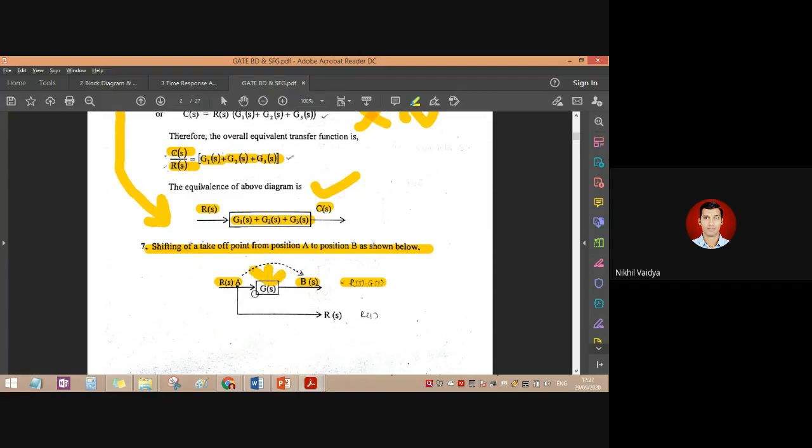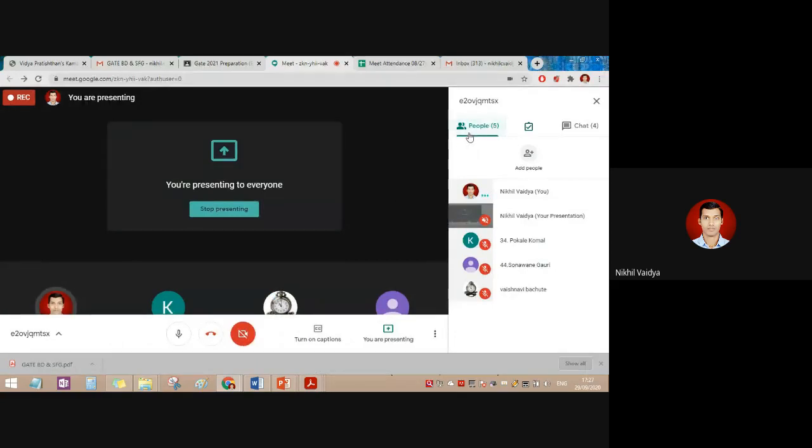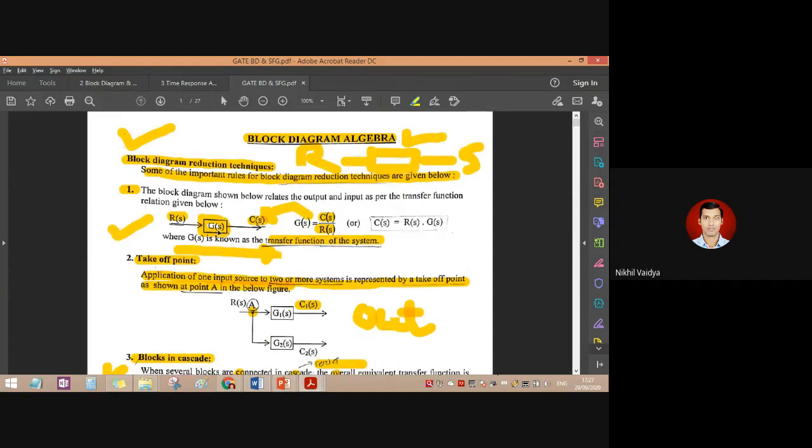Sir, how have you written that? Because we know what G of s is. Can anybody tell what is the formula for G of s here? Yes, any one of you? What is the formula for G of s? So see, here we had seen G of s is equal to C of s upon R of s.